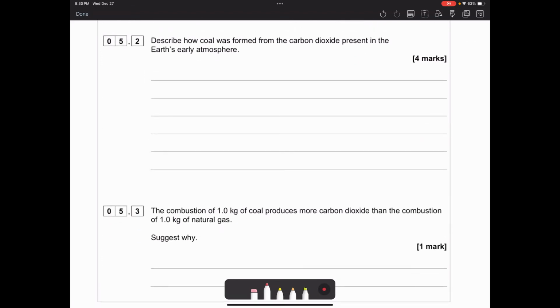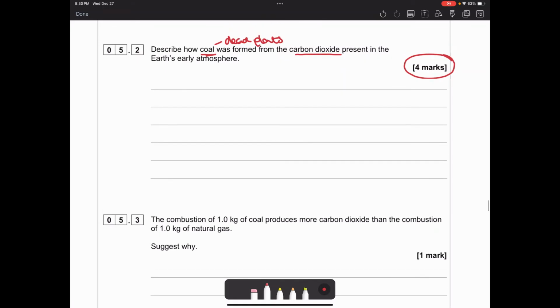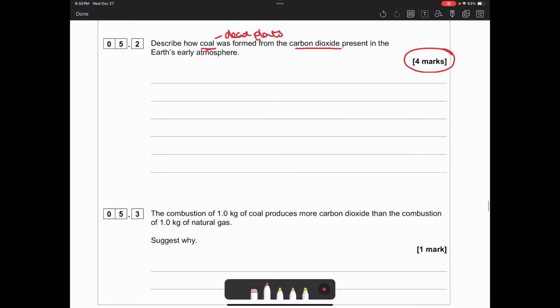Question 5.2: describe how coal was formed from the carbon dioxide present in the Earth's early atmosphere. 4 marks. The key fact you have to know here is that coal comes from the remains of dead plants. Whilst oil comes from the remains of dead plankton and dead sea creatures from millions of years ago, coal comes from the remains of dead plants.